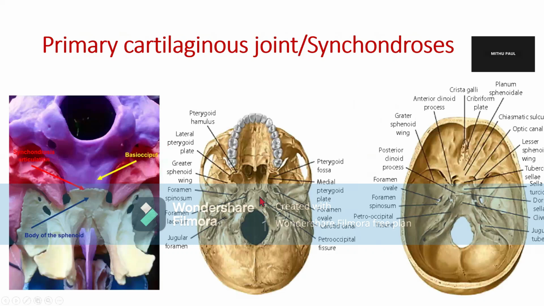This is another example of a primary cartilaginous joint, between the basi-occiput and the basisphenoid, remaining cartilaginous and fused by the age of almost 25 years. And this is the region which allows the anteroposterior growth of the base of the skull.